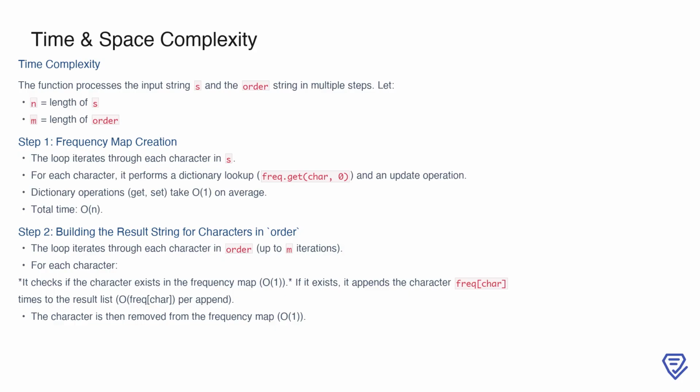Next, we build the result string for the characters that appear in the order string. This involves looping through each character in order up to m iterations, and for each character, we check its existence in the frequency map in O(1). If it exists, we append it to the result list frequency[char] times, which takes O(frequency[char]) for the appends. Finally, the character is removed from the map, also in O(1). These operations are tightly bound to the frequency of characters in S, so the total time for this step will depend on both n and m.